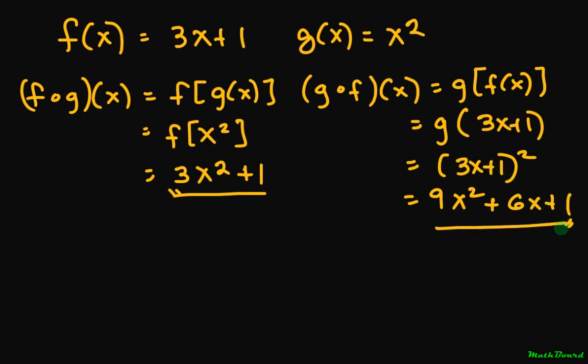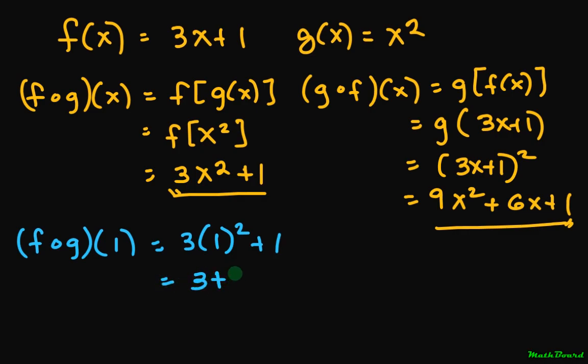Okay. What if the problem is f circle g of 1? So after getting f circle g of x, we just have to replace 1 here. So 3 times 1 squared plus 1, which is equal to 3 plus 1, so 4.